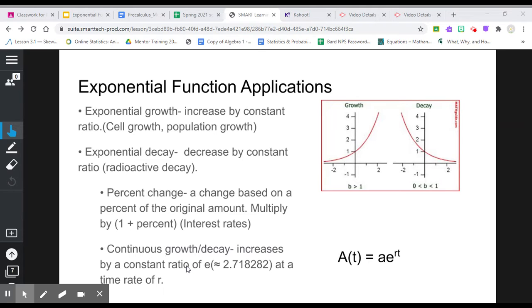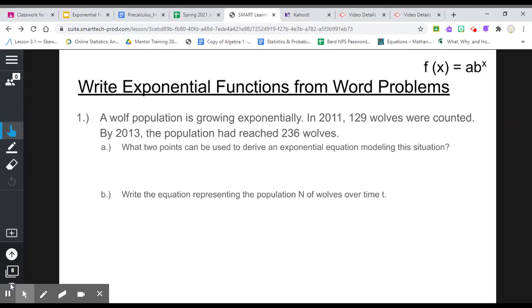For continuous growth or decay, this is a little more straightforward. That's when we're just given a constant. So we're told that it doubles or triples, or it decays by a third. So we're given some value here. We have the constant ratio. E is a very common one in nature, and it's just a constant that represents 2.718282. That's a constant you'll start to memorize just like pi. So here are a couple of scenarios that we can have. Let's look at some examples.